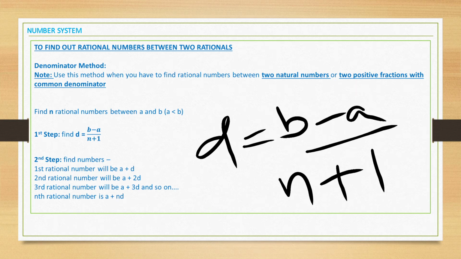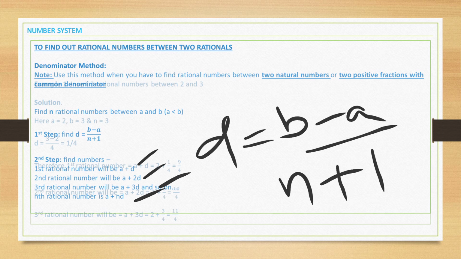We should use it here to find the rational numbers between the given two rational numbers. n is the number of rational numbers, which will be given in the question. The second step is to find the numbers. The first rational number will be a plus d, then a plus 2d, then a plus 3d, and so on. Likewise we will get n rational numbers up to a plus nd. Okay, fine.